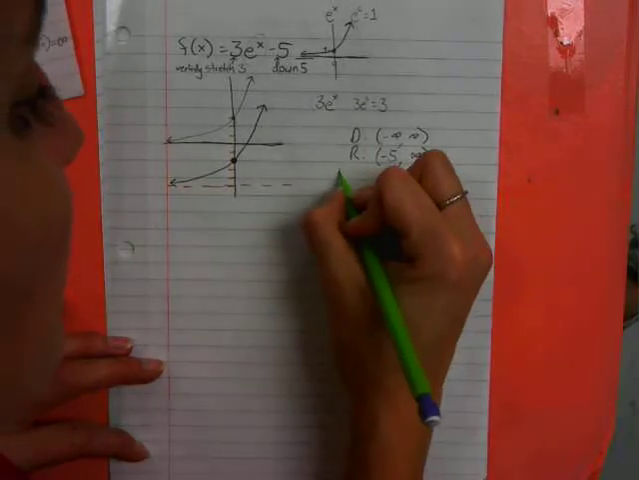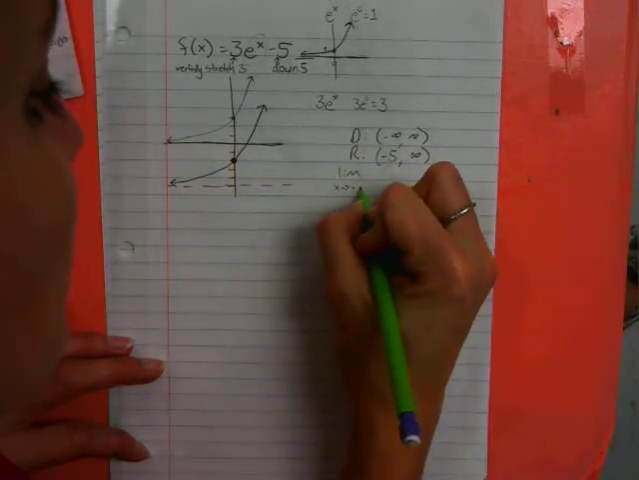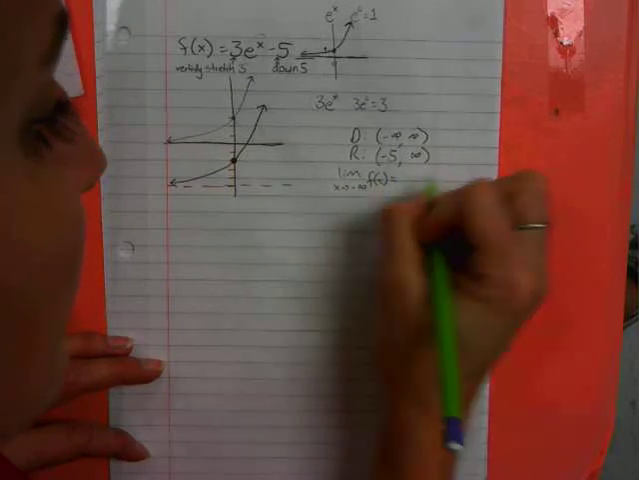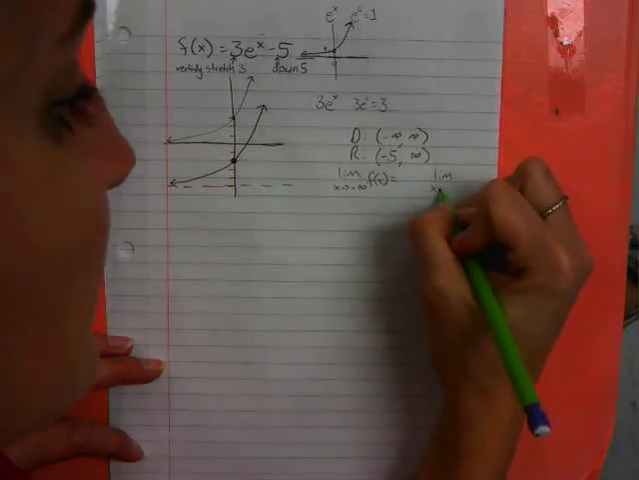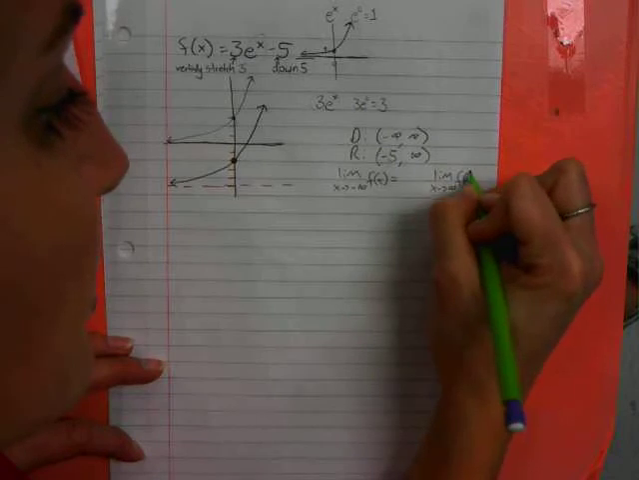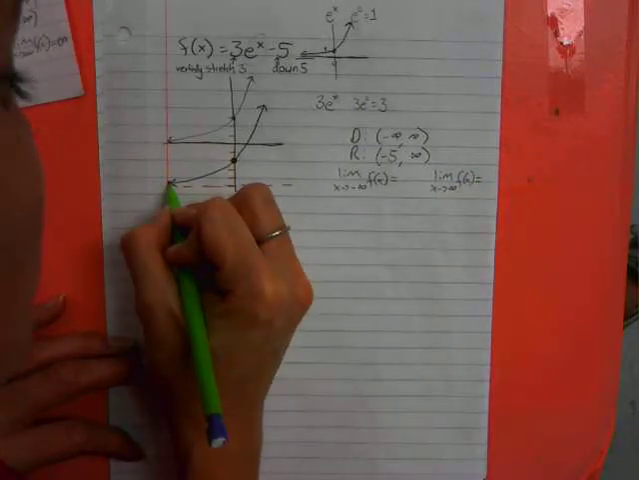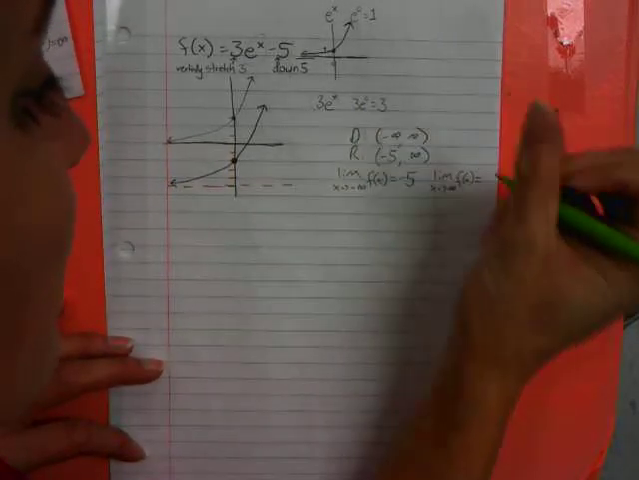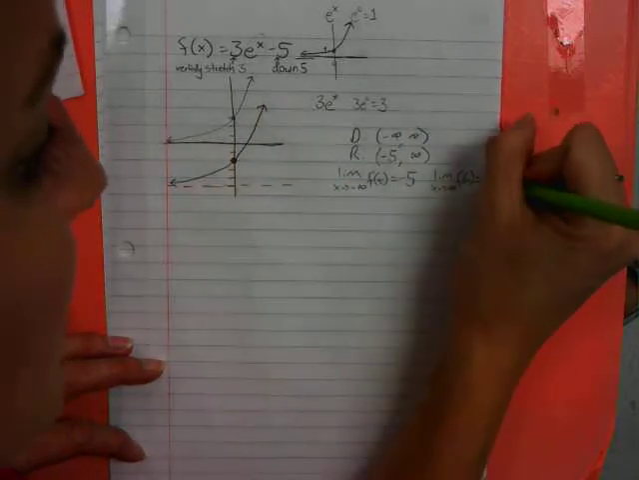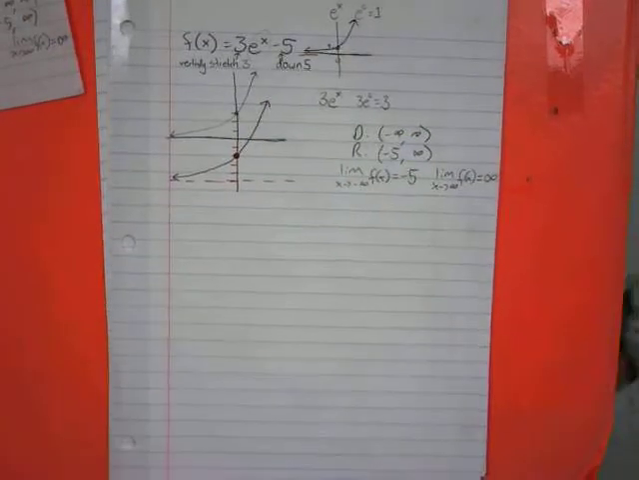And for our end behavior, we've got our left hand side and our right hand side. And if we take a look at those, the left is headed towards our asymptote, so towards negative 5, and the right is headed up increasingly without bound towards infinity.